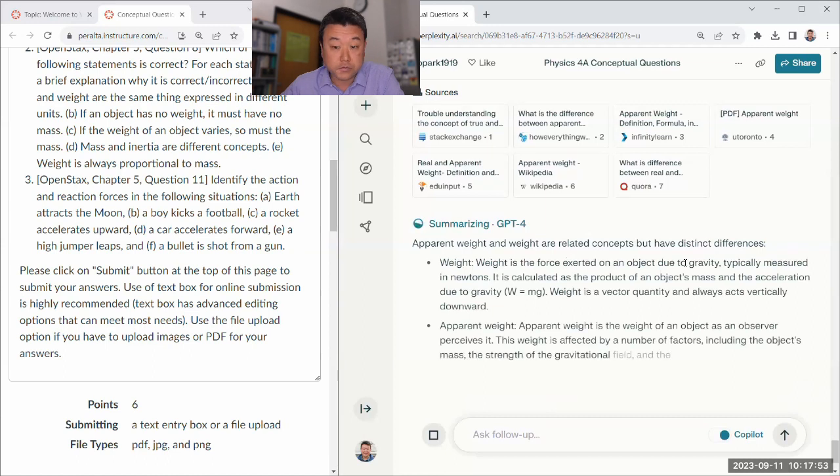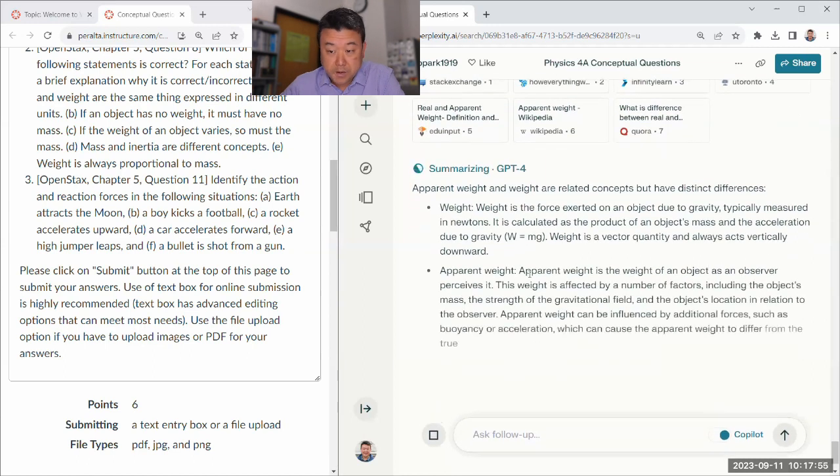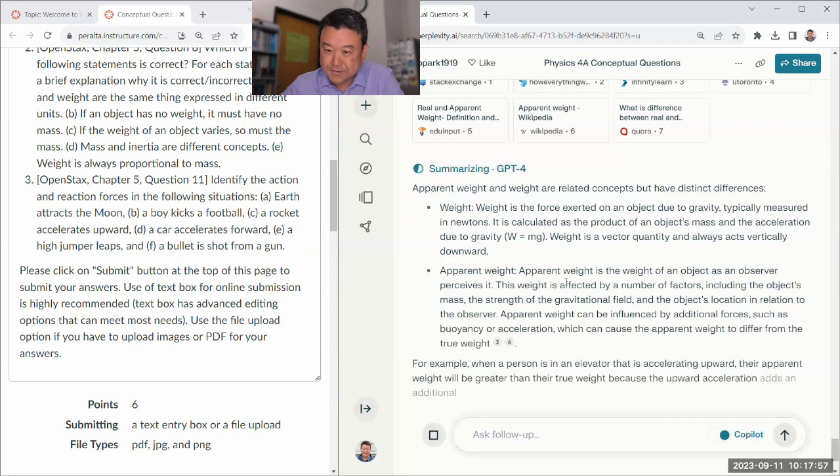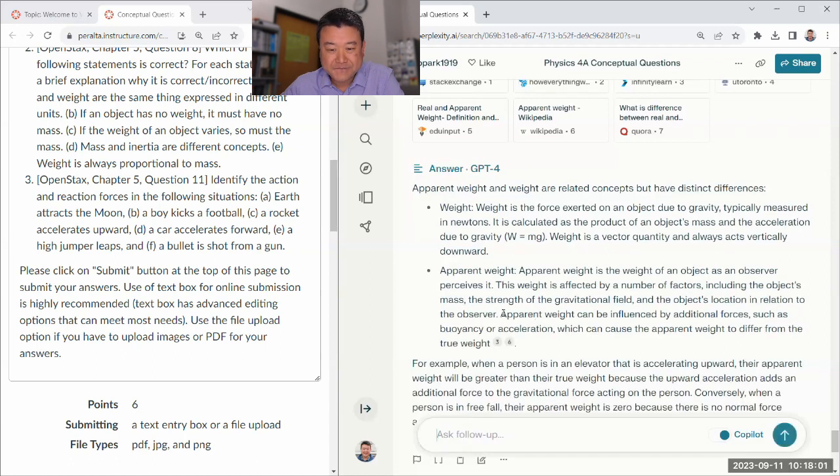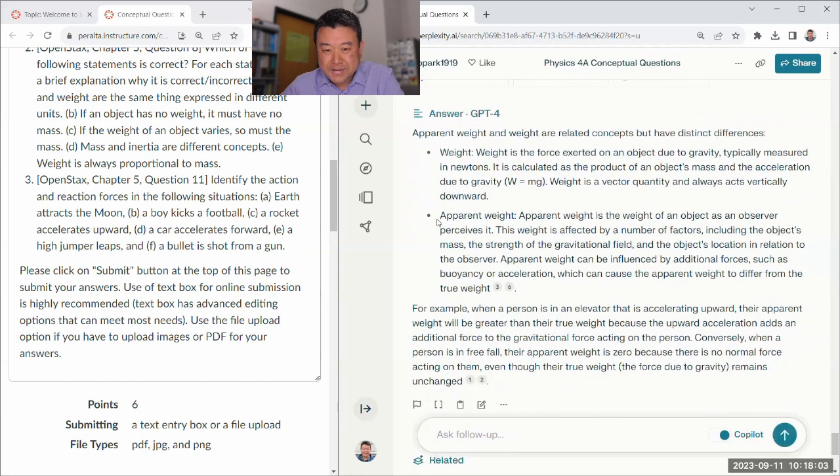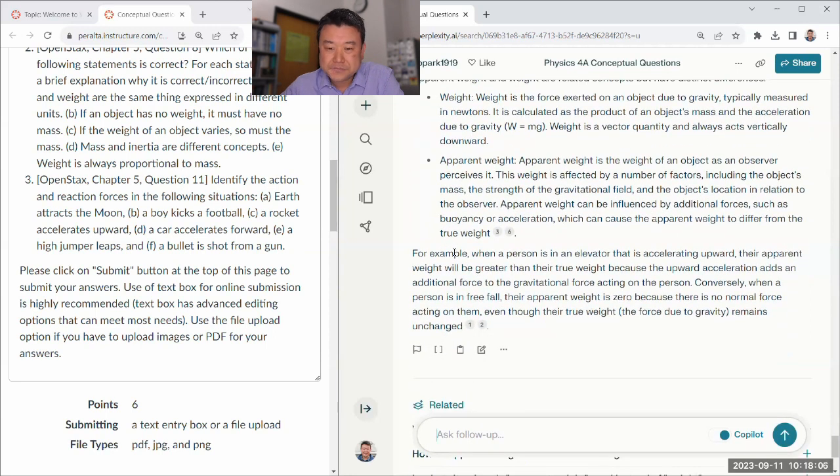Weight is force due to gravity. That's it. Apparent weight is persistently affected. Strength of gravitational field. I guess.